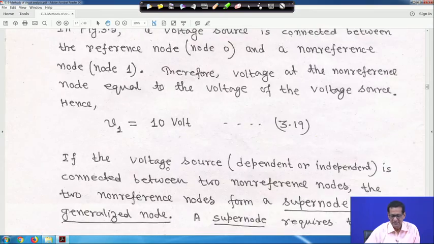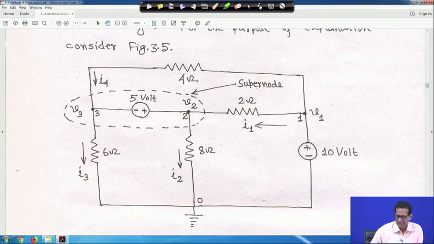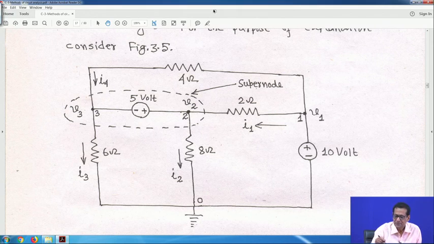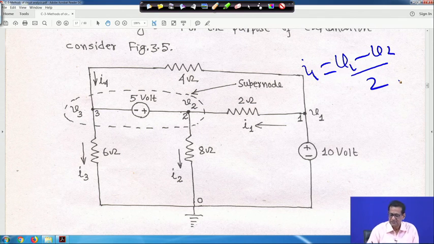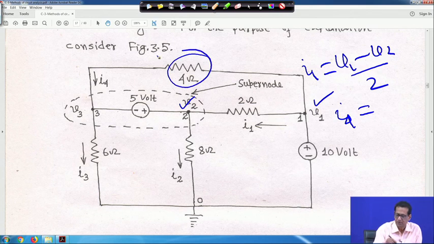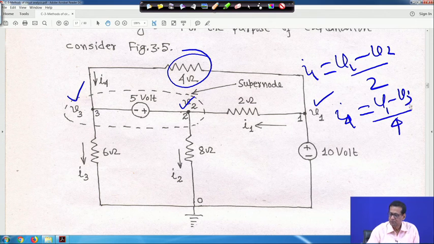Now, next, let us write down all these I1, I2, I3, I4. I1 is as simple as before: I1 is equal to V1 minus V2 by 2, because this is V1 and this voltage is V2. Similarly, I4 is equal to V1 minus V3 by 4, because this resistance is 4 ohm, and this is V1 and this is V3.